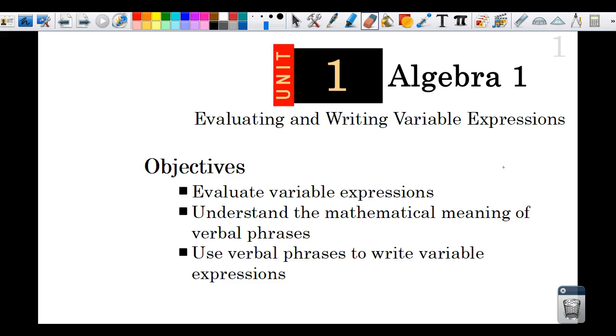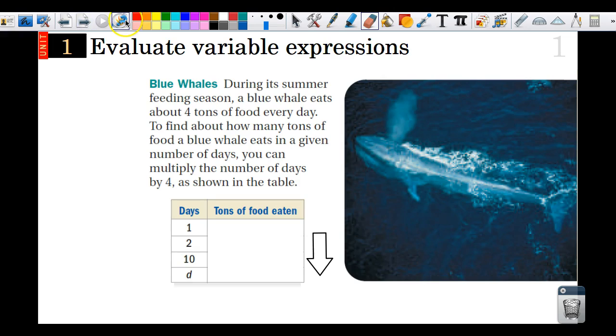Our goal today is to evaluate variable expressions, understand the mathematical meaning of verbal phrases, and use verbal phrases to write variable expressions. Now you might not know what that means, but I'll make sure to explain as we go.